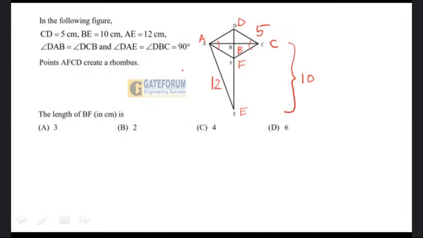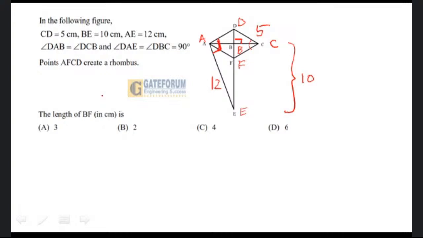DAE is equal to DBC. DAE is equal to 90 degrees. DBC is also 90 degrees. Again, that is also true because the diagonals of a rhombus always intersect perpendicularly to each other. Points AFCD create a rhombus. So the length of BF in centimeter is how much?